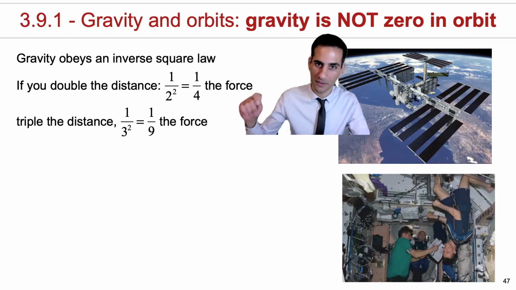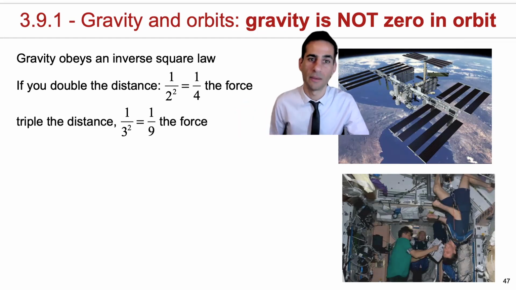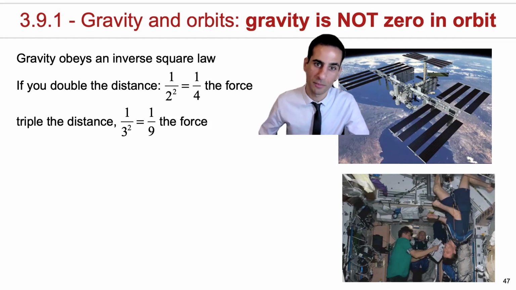If we think about putting things which are further and further away, you are actually experiencing lower gravity. So if you double the distance, you get 1/4 of the force. If you triple the distance, you get 1/9 of the force.